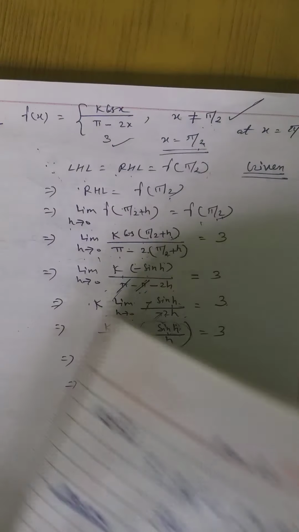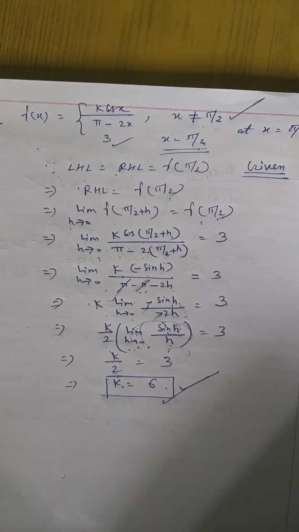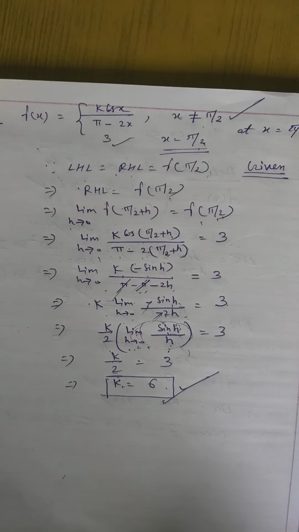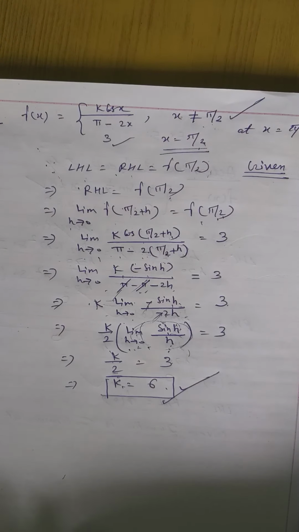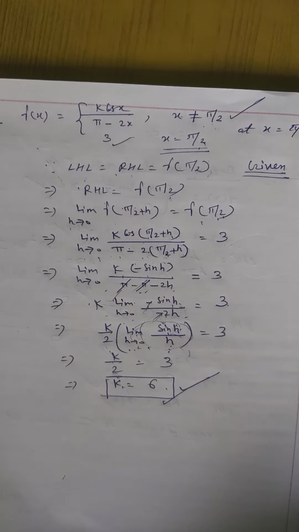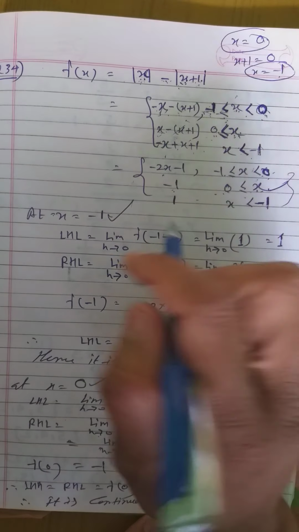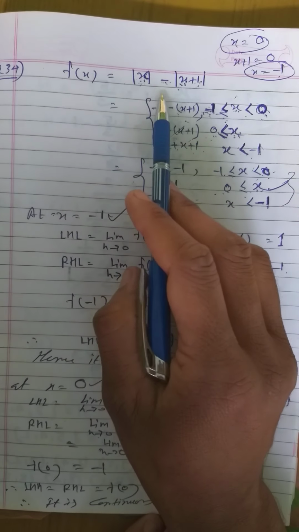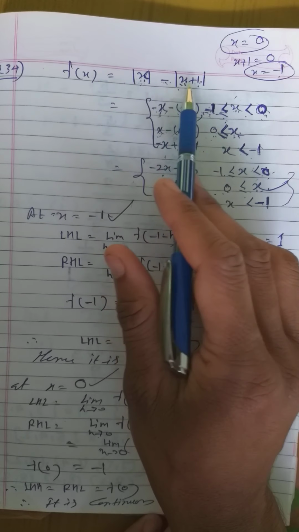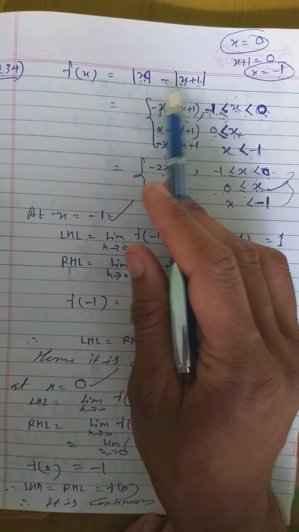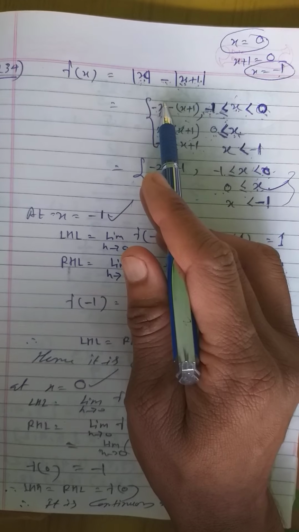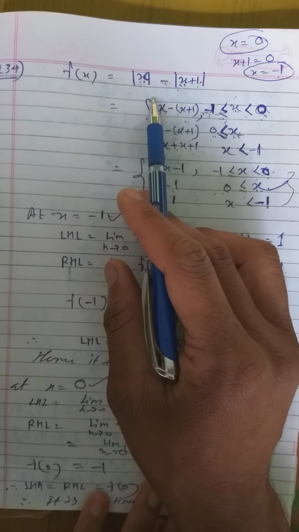Okay. Now you can see the rest of the part, which is the last question. Question number 34 is very important. f(x) equal to mod x minus mod of x plus 1. You have to define its points of discontinuity.